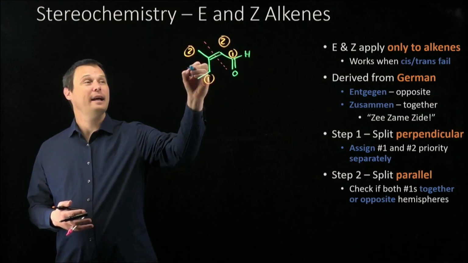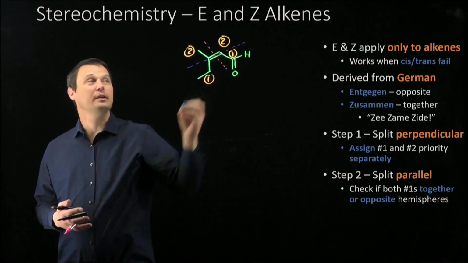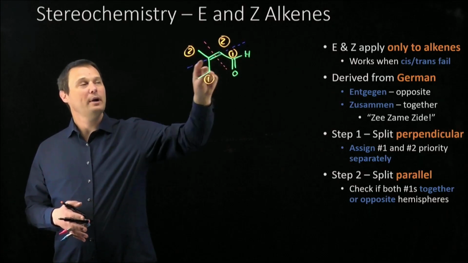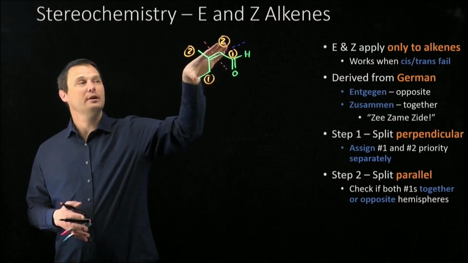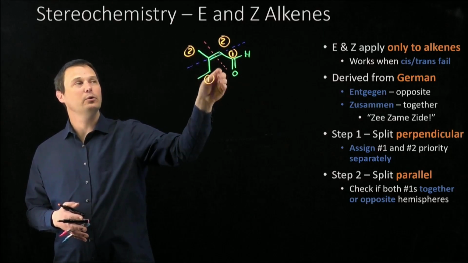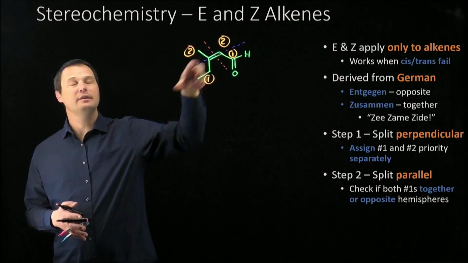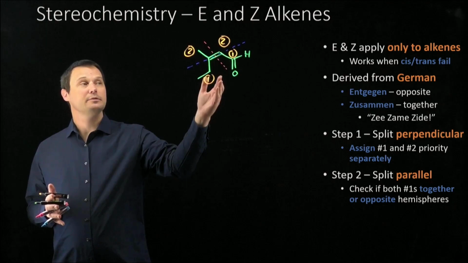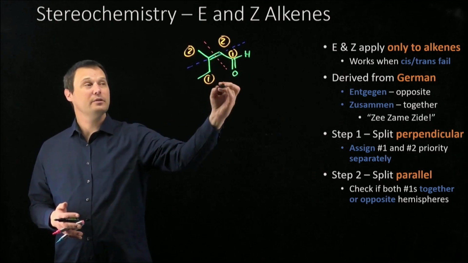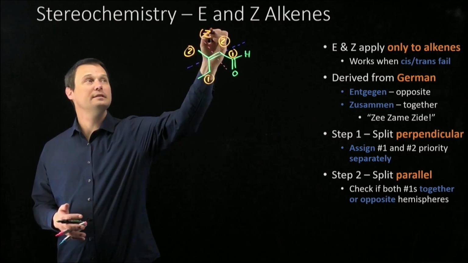Then, split the alkene in half again, parallel to the alkene. By drawing an imaginary equator right through the center of the alkene, we can check to see if the 2 highest priority groups are together in the same hemisphere of the molecule or on opposite sides of the equator in different hemispheres of the molecule. We look at only the highest priority groups on each of the carbons. These 2 groups are together in the same hemisphere of the molecule. This alkene is a Z isomer.